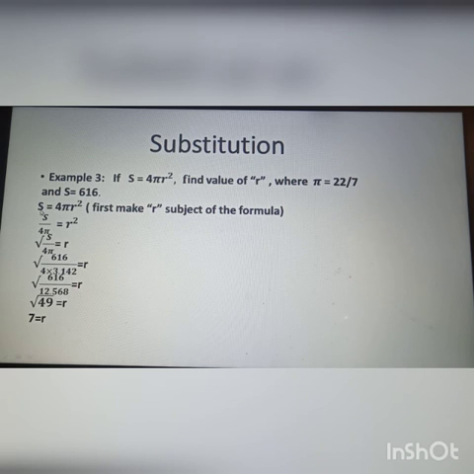See the position of the cursor. S is equal to 4 pi r square. So we are to first make r the subject of the formula. Here you can see the first objective is involved. Initially in this formula, s is the subject of the formula, but you will first make r the subject. What does it mean? You are supposed to isolate r first. Once done, you will substitute the values of pi and s, and then you will get the value of r. So it's very simple.